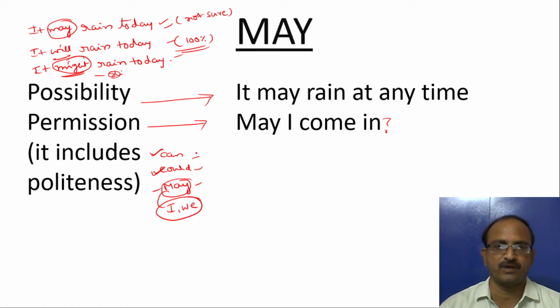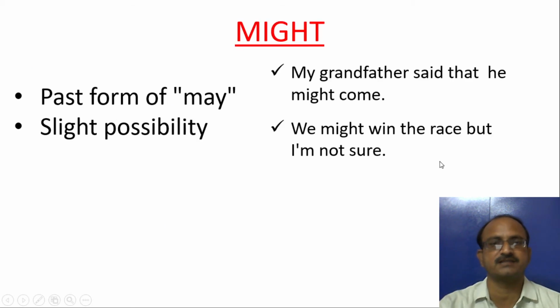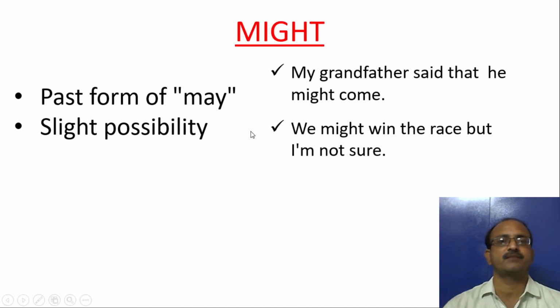Can is for informal permission, could is formal permission, and may is used for permission, especially for I and we. May I come in? You understand? That is a permission. Okay, so let's go to the next modal.